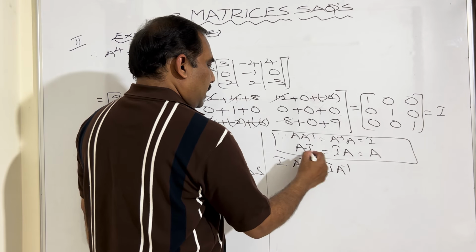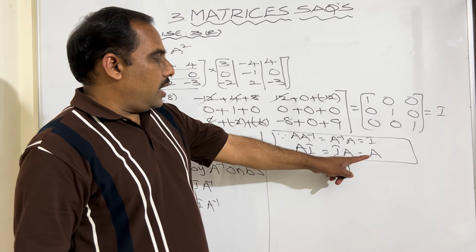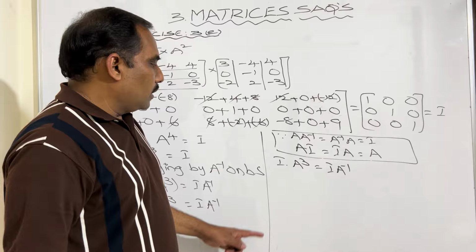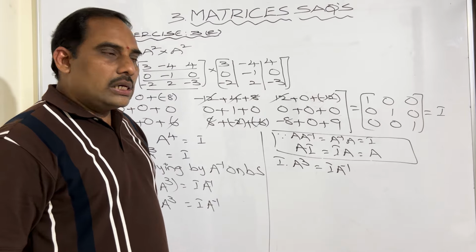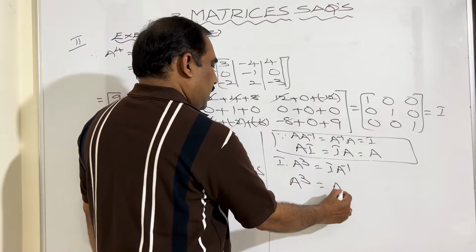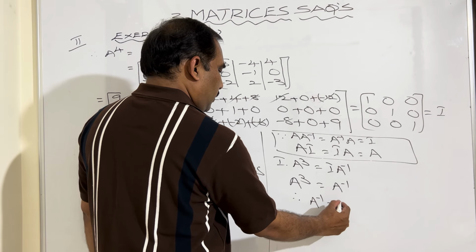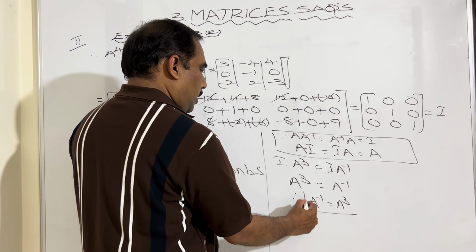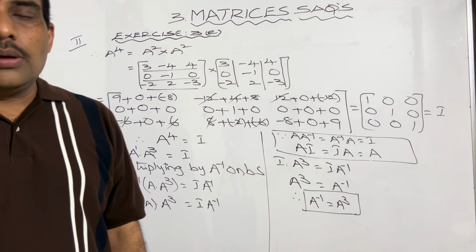Using the second property, A into I is equal to I into A is equal to A. Similarly, A cube into I and A inverse into I, what do we get? We get this is A cube and this is A inverse. So therefore, clearly A inverse is equal to A cube. So that's why this problem we can very easily prove by using this alternative method.